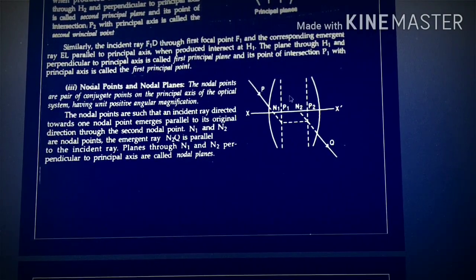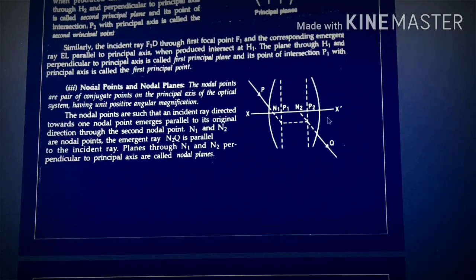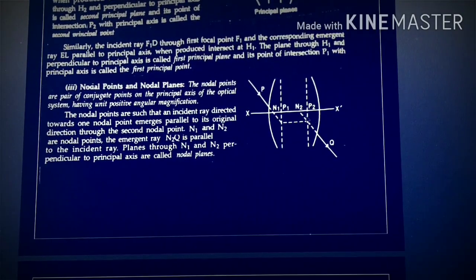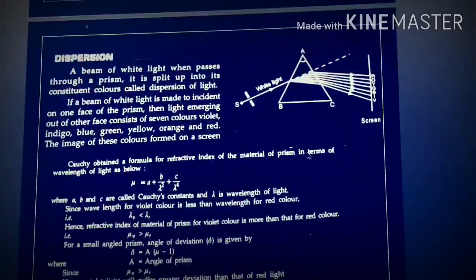The planes passing through the two points N1 and N2 and perpendicular to the x-axis, that is the principal axis, are also known as nodal planes. This is the first nodal plane, and this is the second nodal plane. So now let's discuss dispersion.